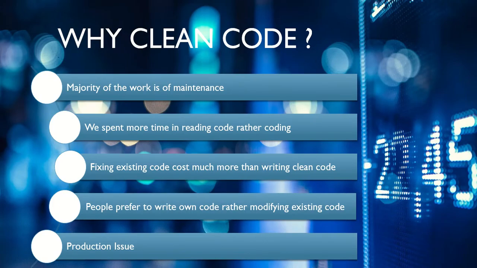The main reason: the majority of the work is maintenance. Very few people do new development, but most people are just reading and writing and doing maintenance, right? Second point, we spend more time reading code than writing code. In your daily life, you can observe that you are reading code 80% of the time and writing code for 20% of it. So the 80-20 rule applies here.